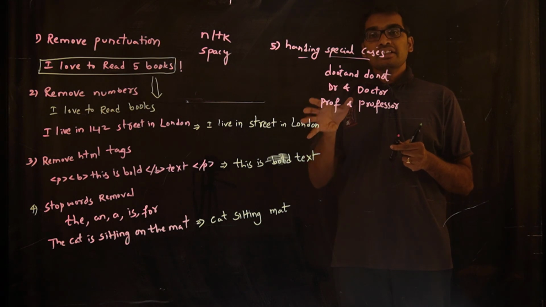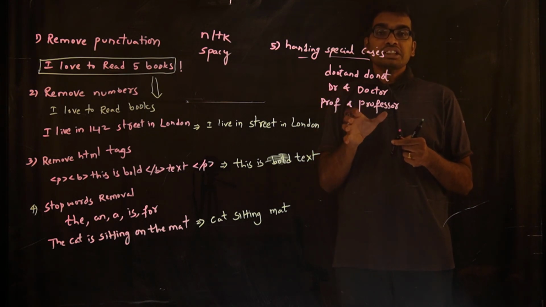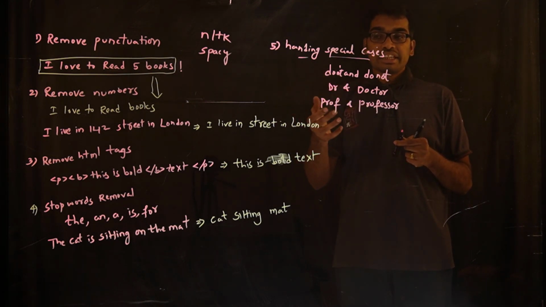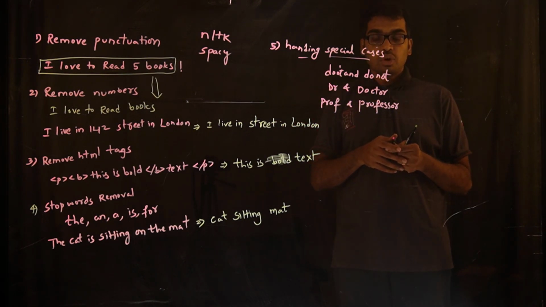The next important topic is stemming and lemmatization. Stemming and lemmatization is a kind of normalization which happens over the text, and we need to take words to their root forms to handle them in a better way.